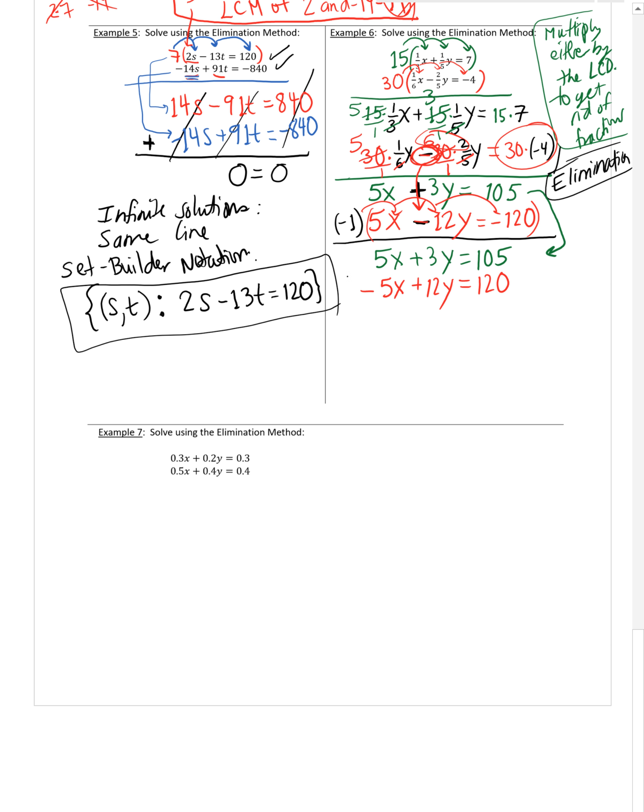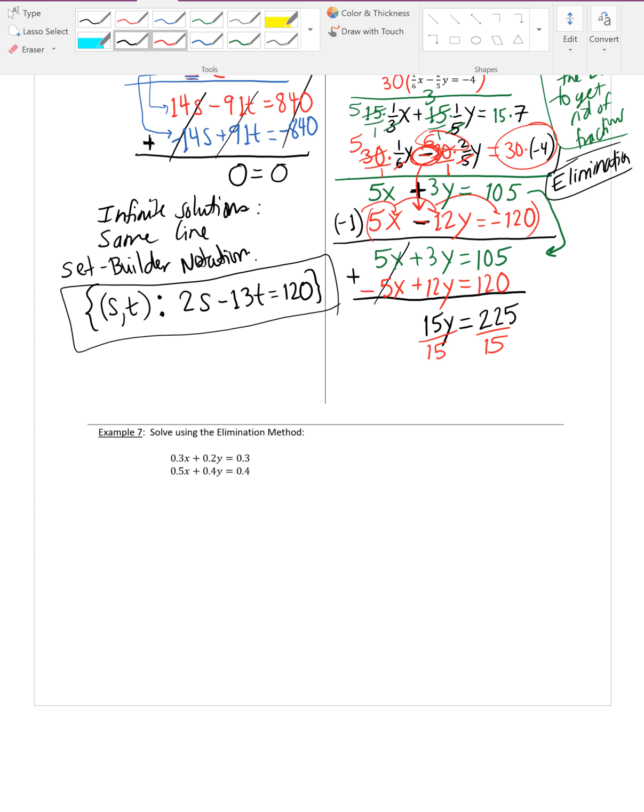Alright, we've done it. That was the whole goal, to get their coefficients to be the same number, opposite signs. Now we're going to add them together. And of course the 5x and the negative 5x, that's 0, those disappear. 3y and 12y is 15y. On the other side I have 105 and 120, that's 225. Okay. And then we can solve for y pretty quickly by dividing both sides by 15.